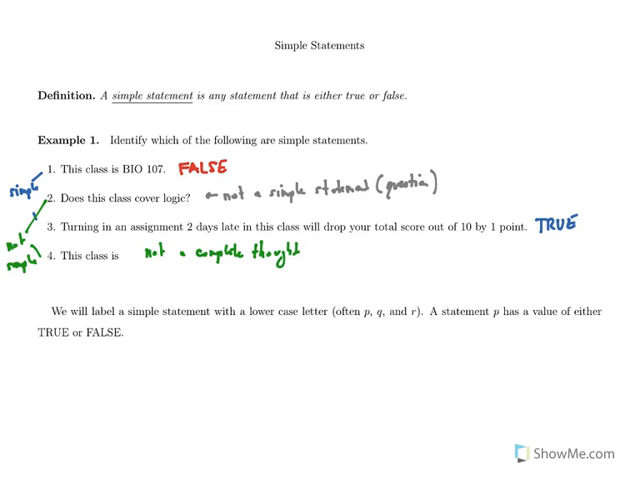So when we're talking about symbology and how to represent our logical arguments, we're going to denote simple statements with lowercase letters. And we're going to start with P, Q, and R. We can kind of go on from there in alphabetical order usually. But any lowercase letter will do. So we're going to say a statement P, that might be this class is Bio 107 or something else like that, has a value of either true or false.